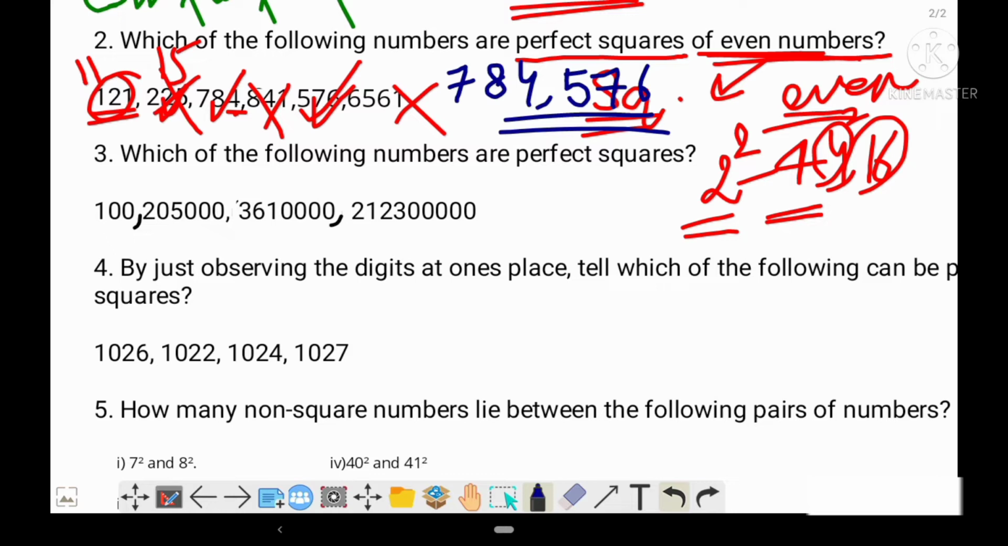If you are facing any kind of doubt, you are free to ask me in the comment box. Okay. Now question number 3. Here we have to check which of the following numbers are perfect squares.